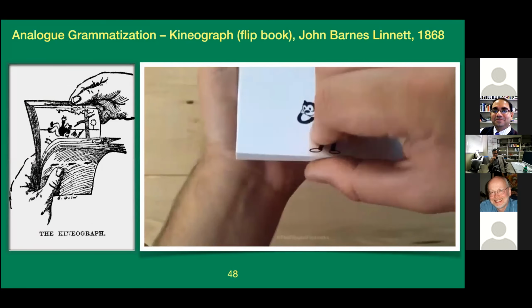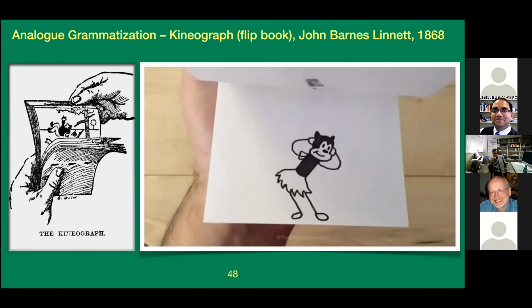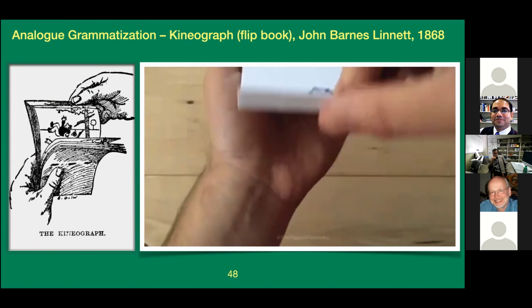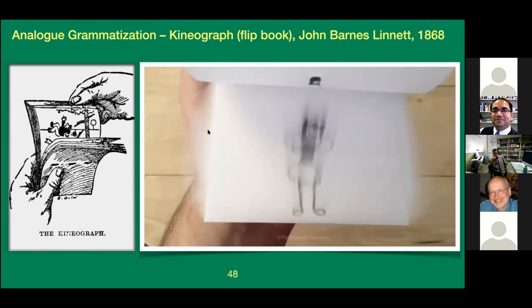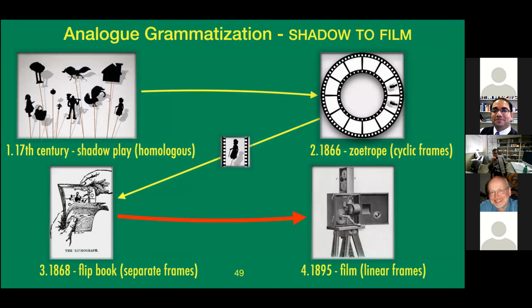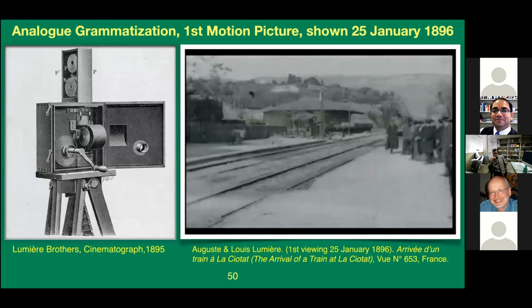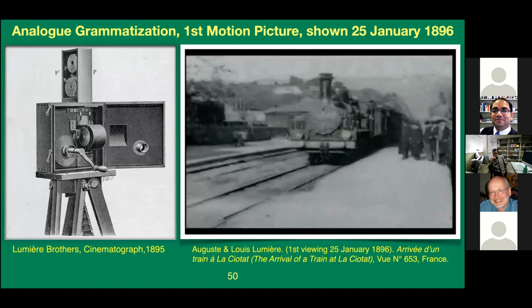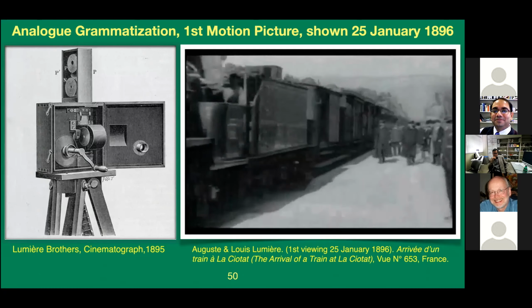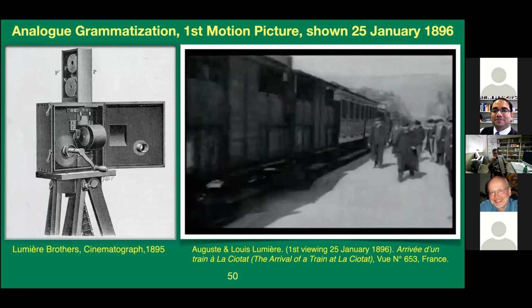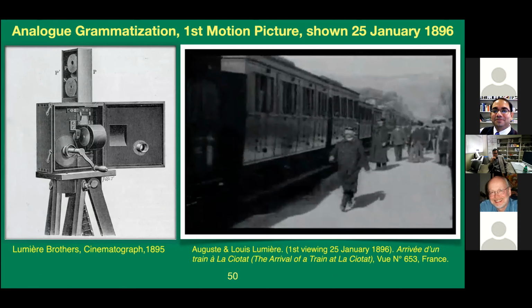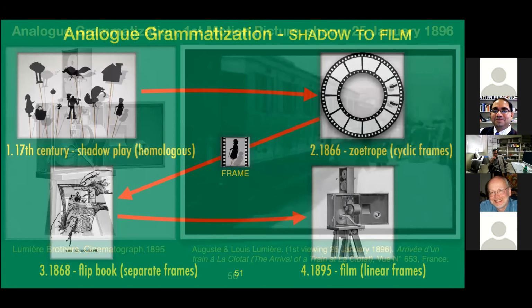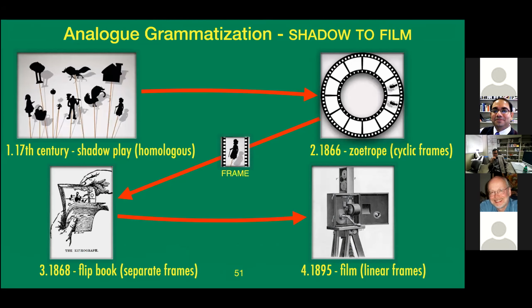The flipbook is a collection of sequential frames that create the illusion of motion. When flexible celluloid film became available, Auguste and Louis Lumière held the first showing of a motion picture on the 25th of January, 1896. The frame is a spatial representation of continuous reality.